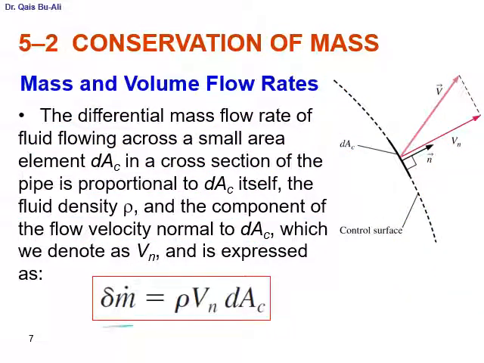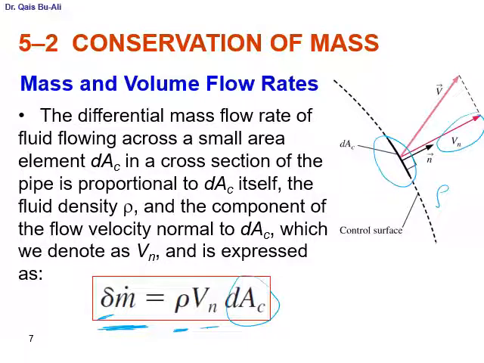Now the differential mass flow rate is equal to the density times the normal velocity times the differential area, dAc. And this delta means the differential mass, or the change of mass.